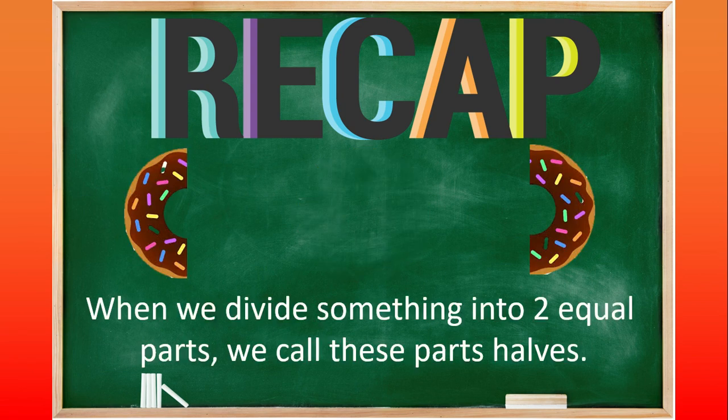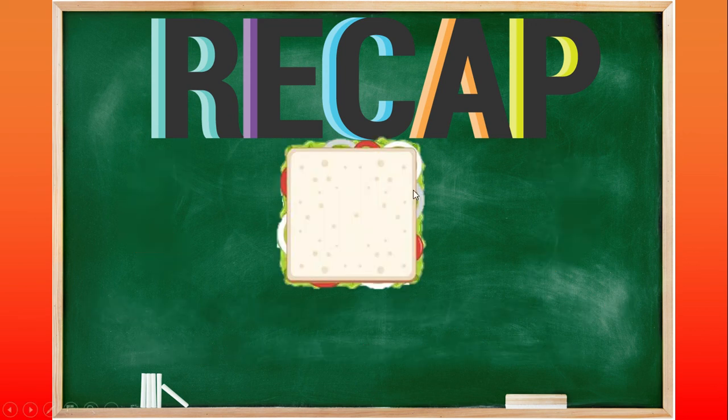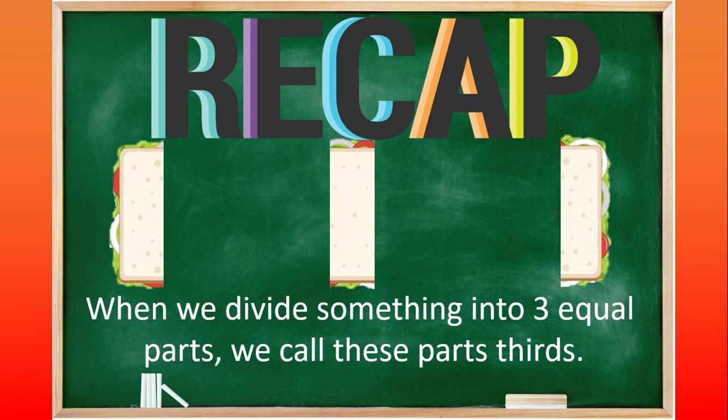When we divide something into two equal parts, we call these parts halves. 1/2, 2/2. 2/2 is a whole. When we divide something into three equal parts, we call these parts thirds. So I have one part, so it's a third. I have another part, a third, and then I have another part, a third. If I have two parts, it's 2/3, and if I have three parts, it's a whole.